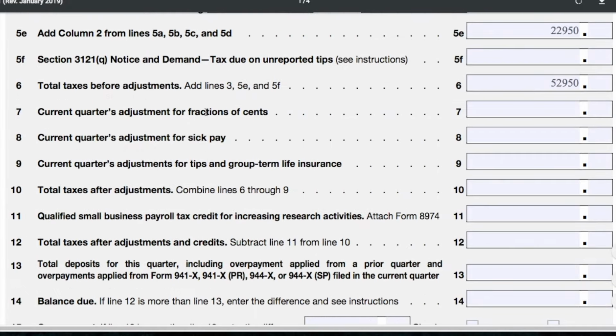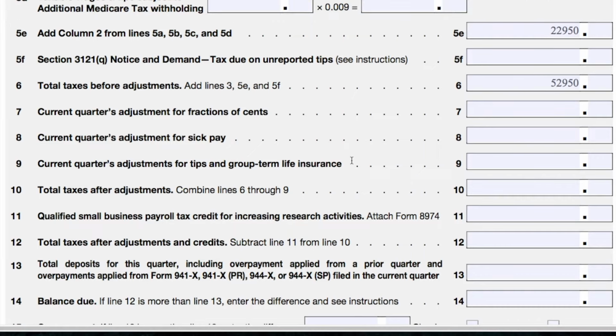$52,950. Lines 7 to 9 are for positive or negative adjustments that you might have to make to the amount of taxes that you owe. Adjustments that reduce the amount of taxes should be indicated with a minus sign or parentheses. Fractions of cents is sometimes needed as an adjustment because of rounding in your payroll system.